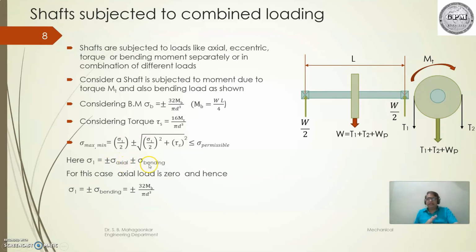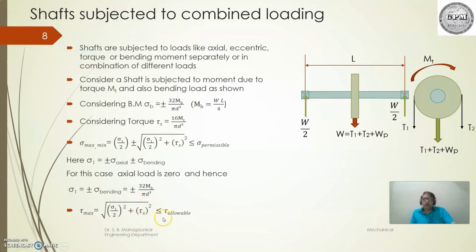But you will get a linear distribution, not a triangular law. You should not apply it here. If the things are vectors in different directions, like one is horizontal and another one is vertical, then the hypotenuse of those will become the resultant. For this case, the axial load is 0. There is no axial load, so only bending will be there, plus or minus 32 Mb upon pi d cube. So the maximum shear stress tau is equal to under root of (sigma 1 upon 2) square plus tau s square.